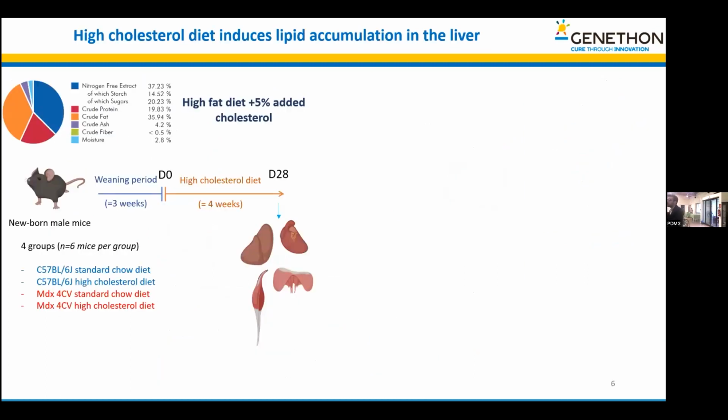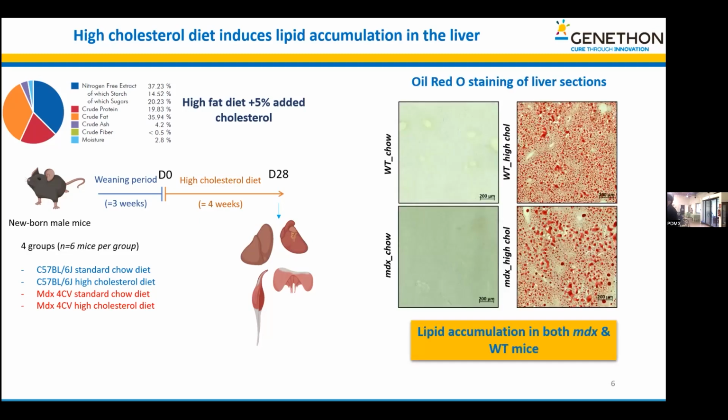We took very young wild-type mice and MDX mice. We put them on a high-fat diet supplemented with additional cholesterol, and we checked different parameters after 4 weeks. The first thing we checked was lipid accumulation in the liver, which is the point of entry. We can see lipid accumulation in both the wild-type liver and the MDX one, so there's no difference here.